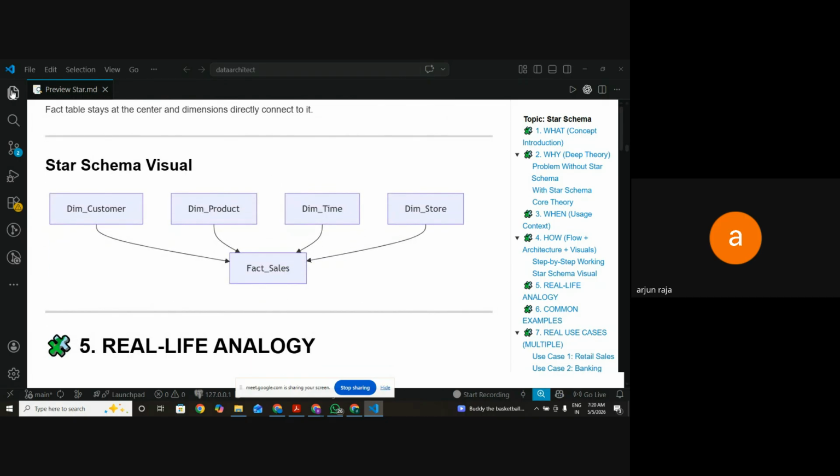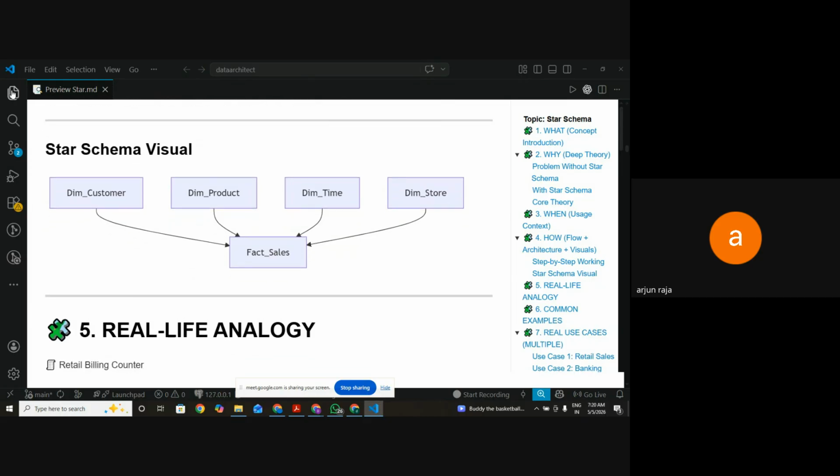Star schema visual: customer, product, time and store. All are linked to fact sales.